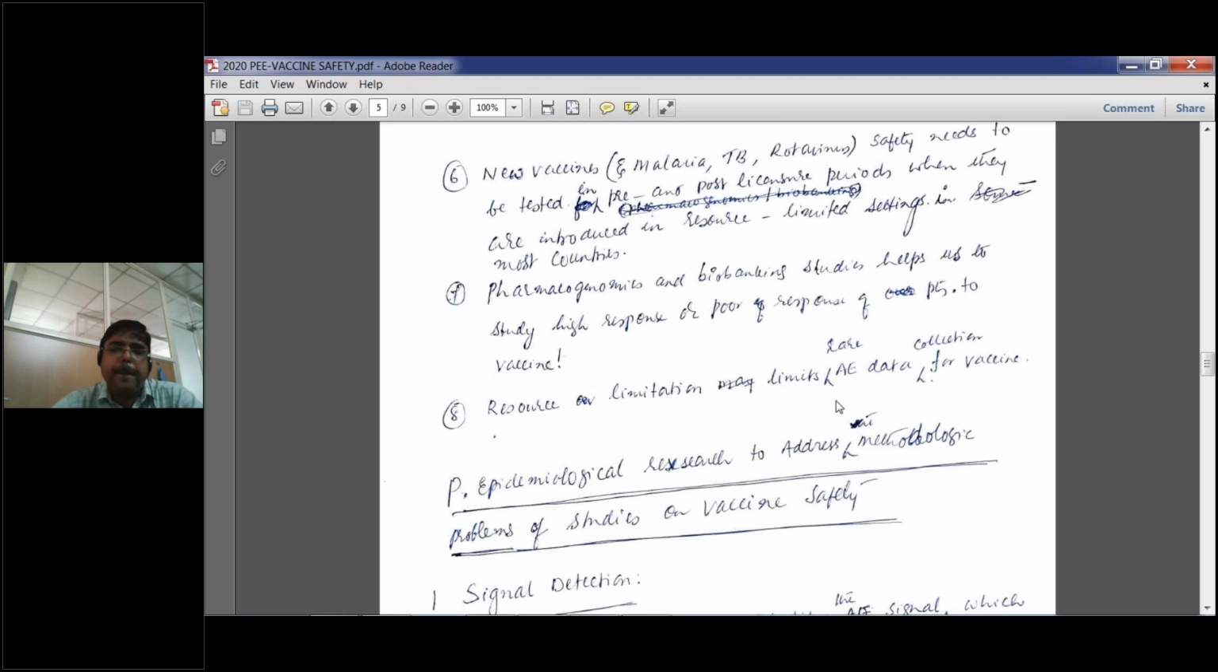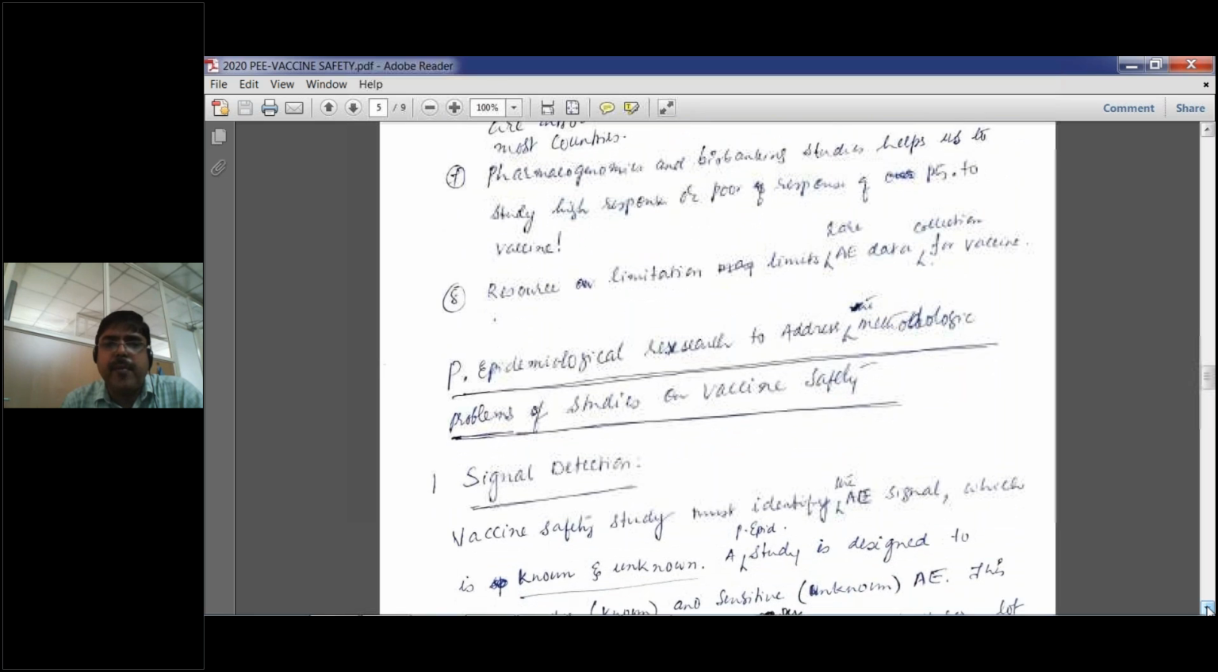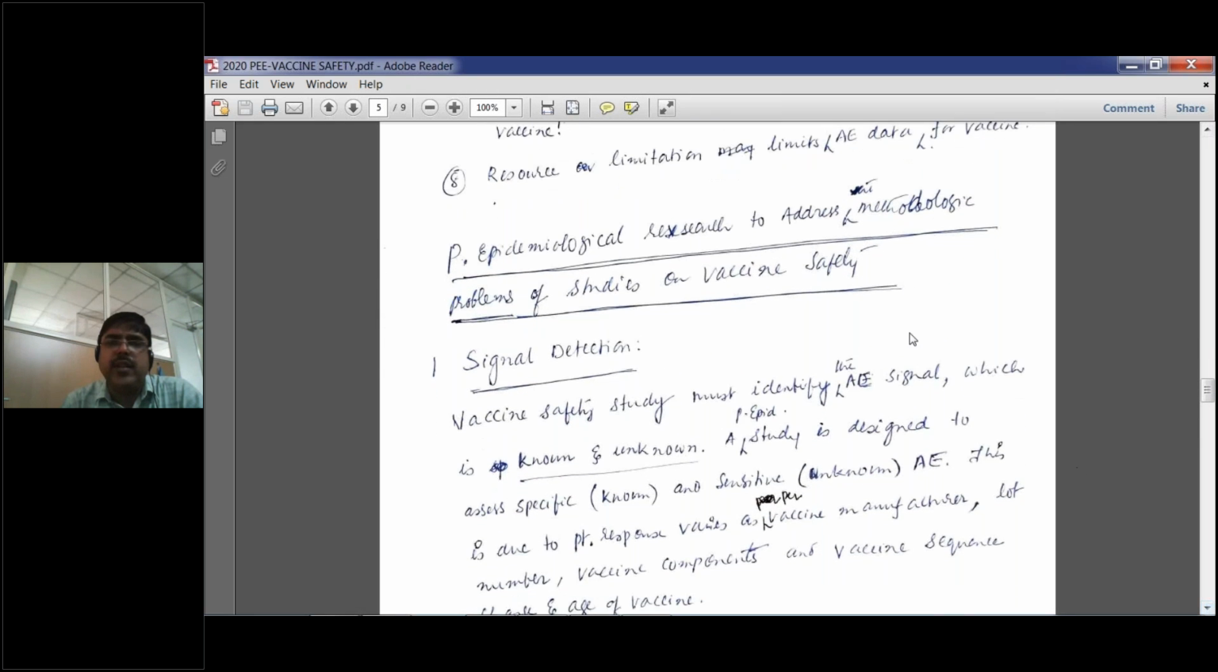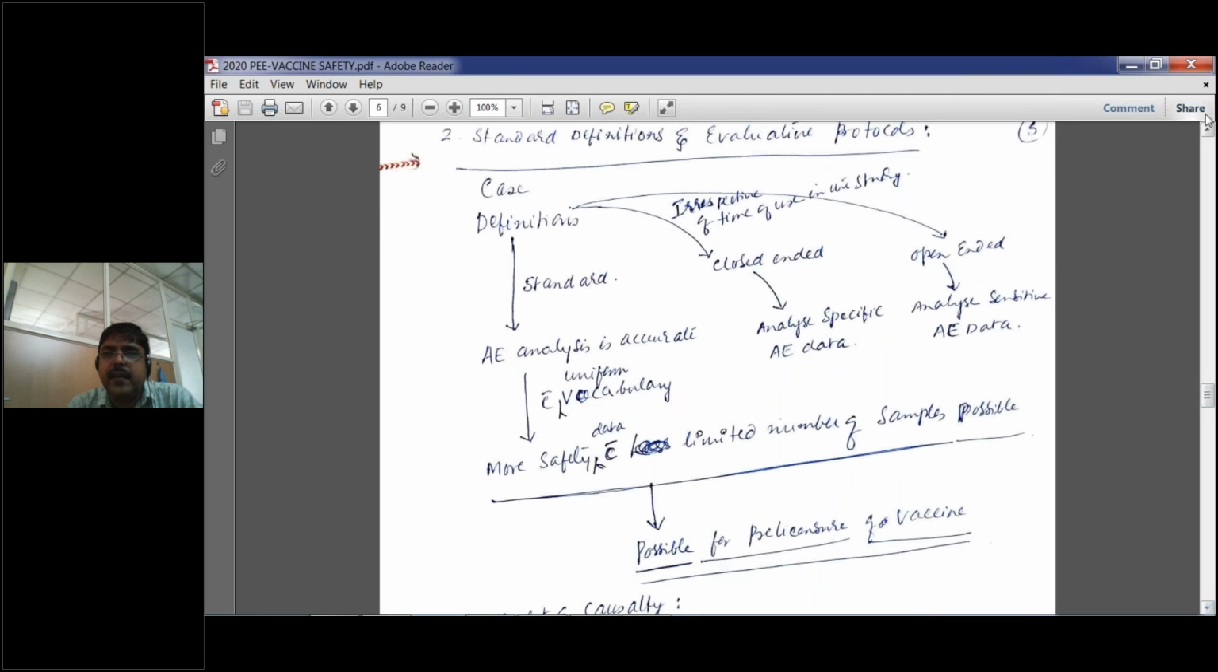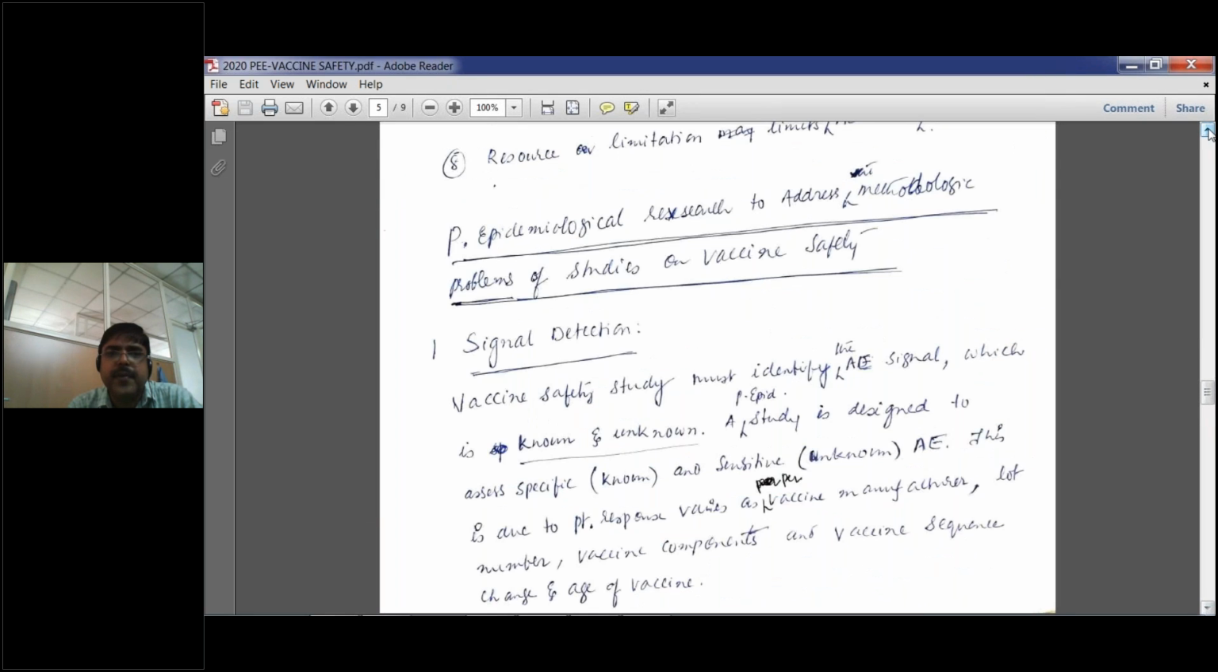Yes, sir. The next section is how pharmacoepidemiology research is going to be used in the study of vaccine safety. Earlier, we understood that there are methodological problems in assessing the safety of the vaccine. Now, in this section, we are going to study how pharmacoepidemiology research helps in studying such vaccine safety. The first pharmacoepidemiological approach is signal detection. Let us see what it is. What is signal detection?